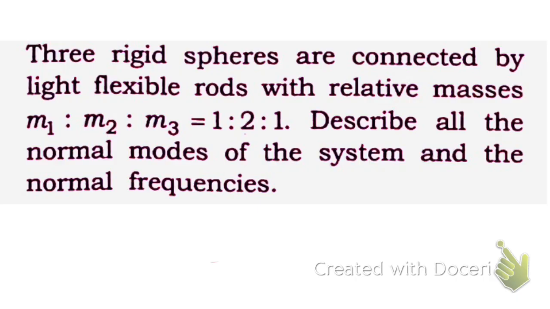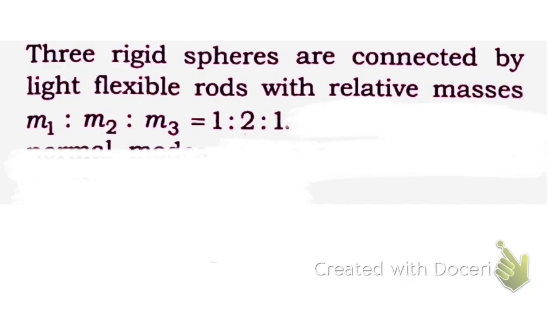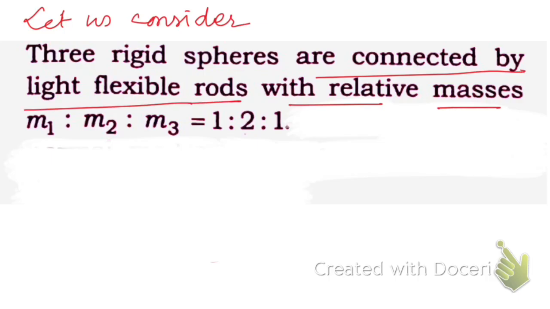Let me write here. Let us consider three rigid spheres connected by light flexible rods with relative masses m1, m2, m3. Suppose these are the spheres. Here you see these are the three spheres.